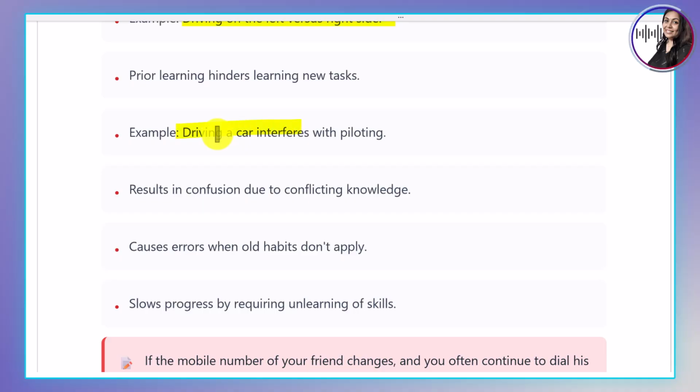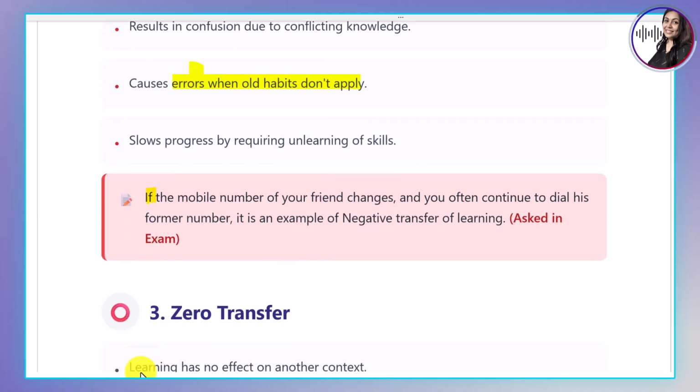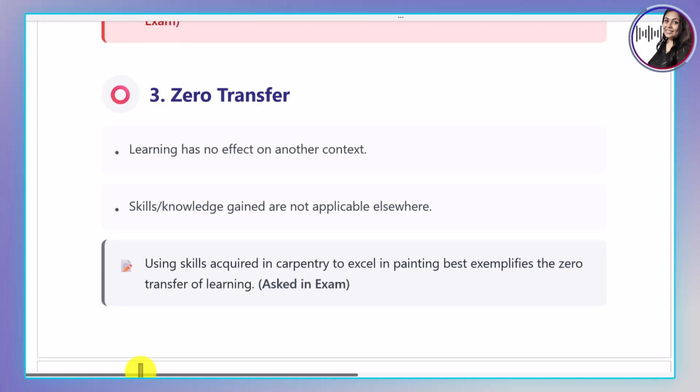Similarly, skills learnt while driving a car may interfere with learning to pilot an aircraft. Negative transfer leads to errors, confusion, and slower progress because old habits must be unlearned. A well-known exam example states that if your friend's mobile number changes and you repeatedly dial the old number, it demonstrates negative transfer of learning, a point that has been directly asked in exams.